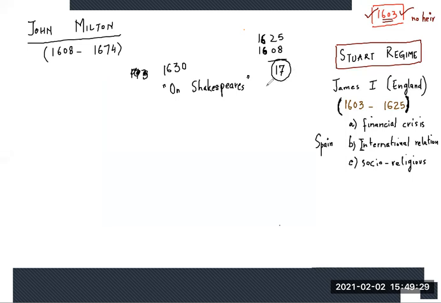So, On Shakespeare is his first poetry that he writes in 1630 after entering college. But he knows the challenges James I has faced. He knows the challenges that were there in the country when James I died. It was during James I that a fight began between Protestants and Catholics. This is called the 30 Years' War. The 30 Years' War was a war between the Catholics and the Protestants.